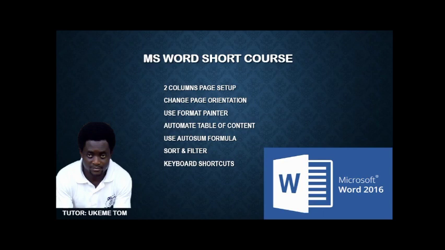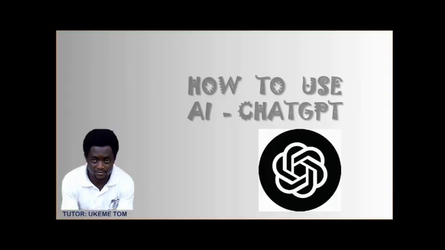And we are also going to look at how to sort and filter data in MS Word too. And we are also going to practice some keyboard shortcuts. And then we also move to ChatGPT, the AI tool. So we are going to look at how to use ChatGPT for research and how to use it to find a job. Okay, that's what we have in the package. Now let's get started.